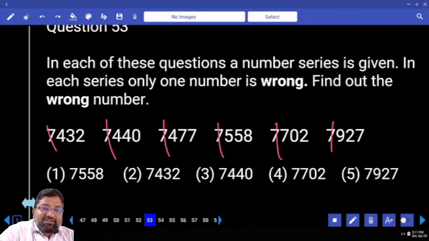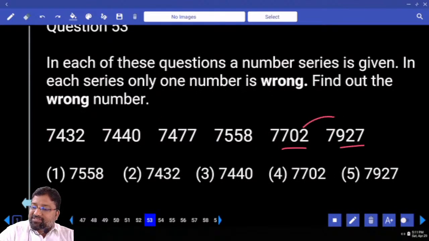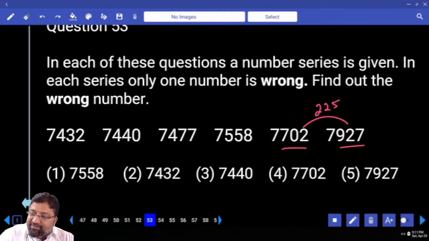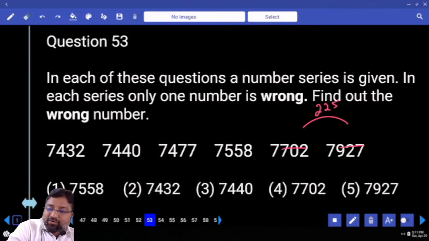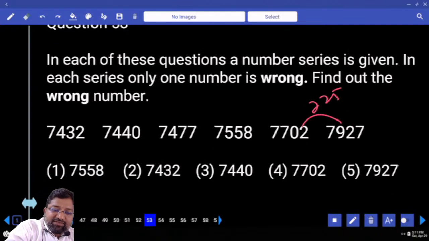Now let us go for the difference. 702 to 927, what is the difference? Please tell me. 225. As soon as you see 225, something should strike into your mind. Now look here, this is 432, 225, this is 432, this is 440.